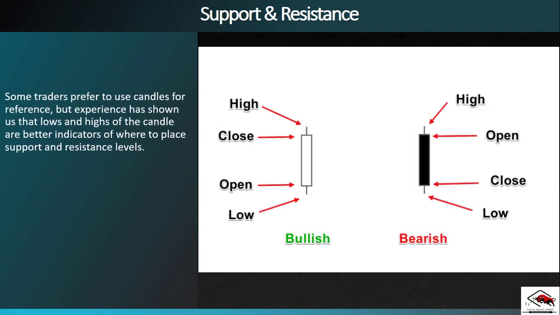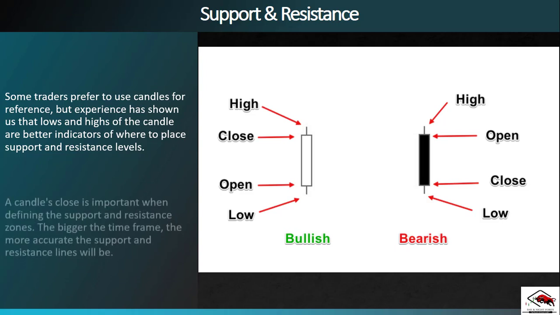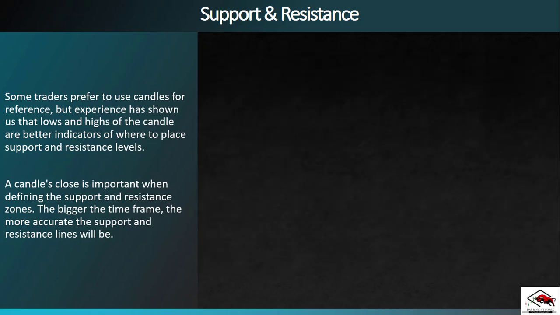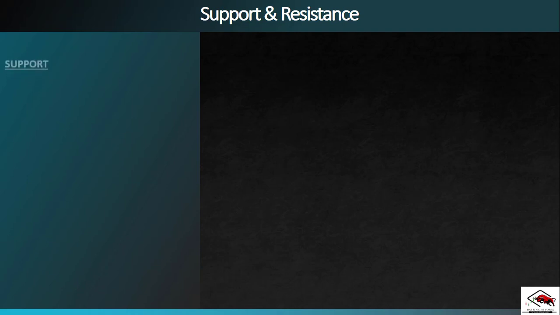Some traders prefer to use candles for reference, but experience has shown us that lows and highs of candles are better indicators of where to place those support and resistance levels. A candle's close is important when defining the support and resistance zones. The higher the time frame, the more accurate the support and resistance lines will be. So it is important to understand that a support or resistance level that has been drawn on H4 is more important than a support and resistance level drawn in 1 minute chart time frame, right? So it's very crucial that you understand that.